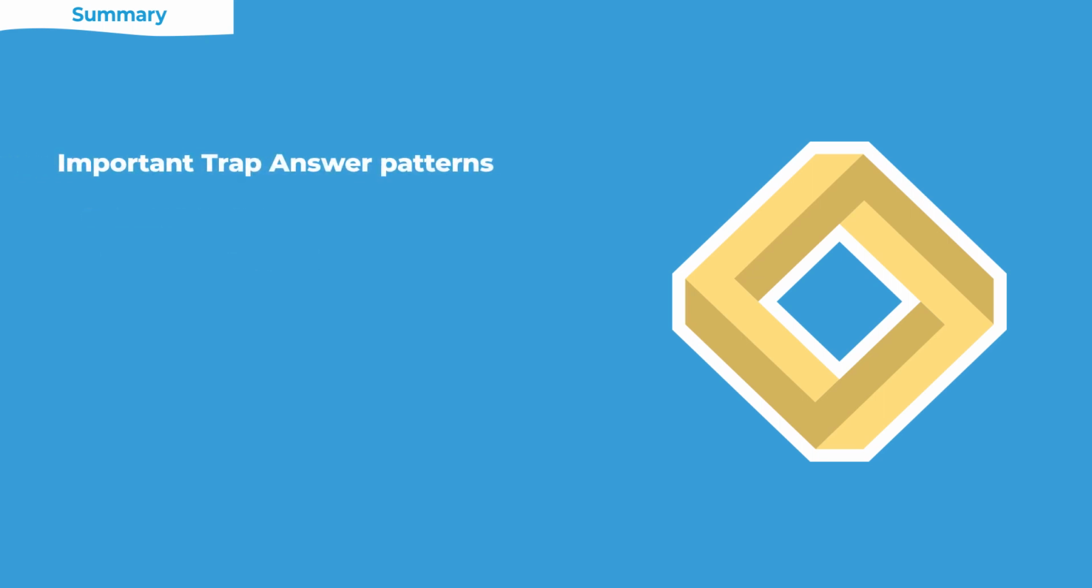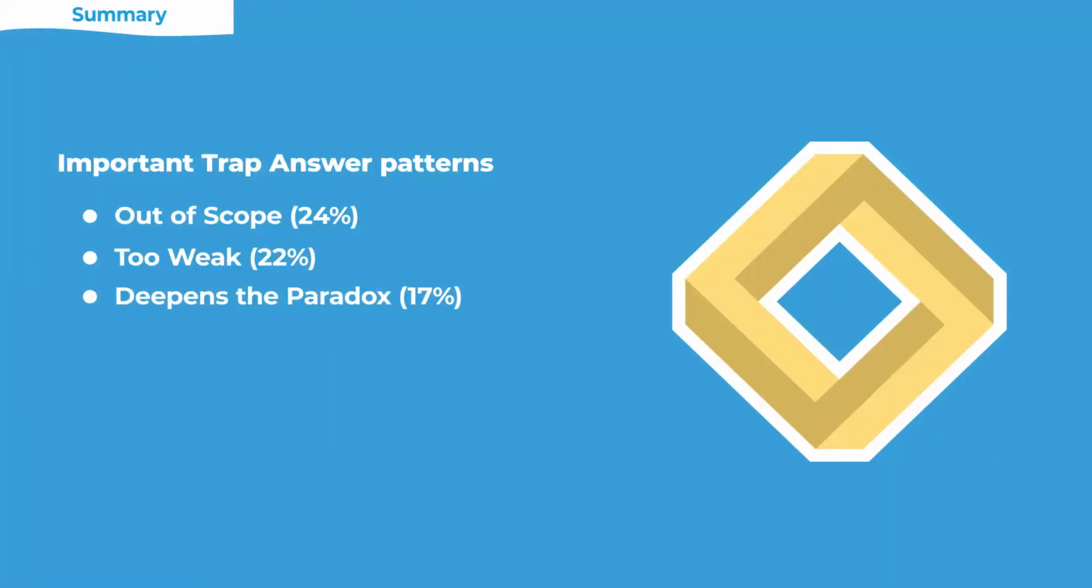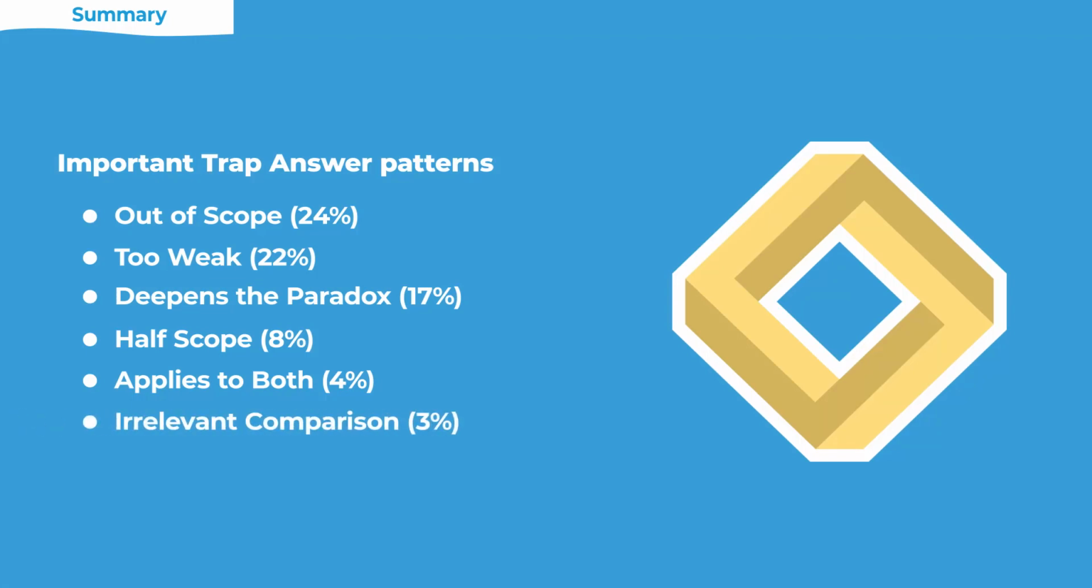The trap answers you want to be on the lookout for when working on paradox questions are those that are out of scope, those that are too weak, those that make the situation worse and deepen the paradox, those that are half scope and only apply to one of the two sides, the two statements that you're trying to reconcile, those that apply to both when you're trying to explain a difference between two things, and answer choices that build irrelevant relationships or irrelevant comparisons.